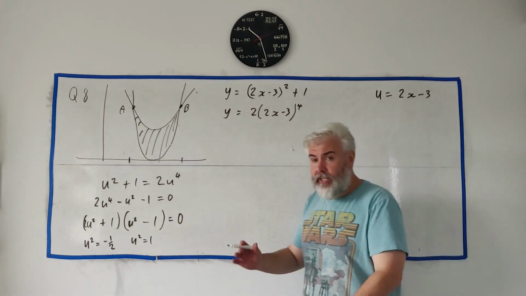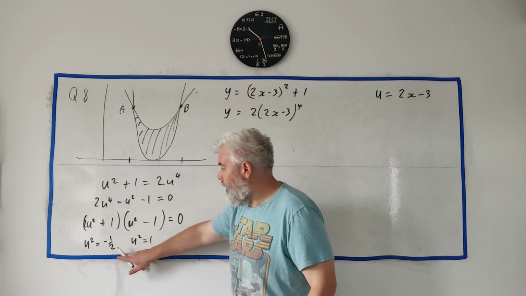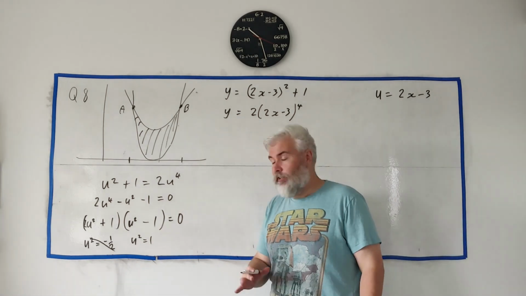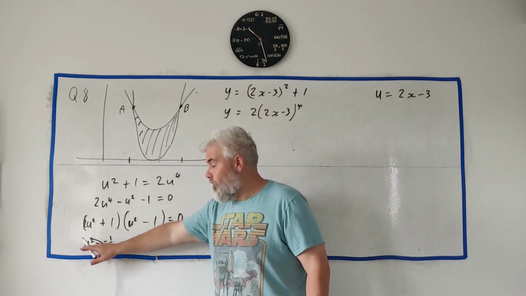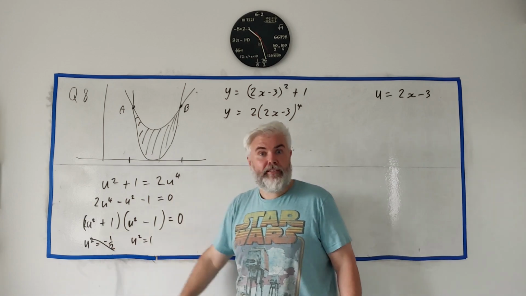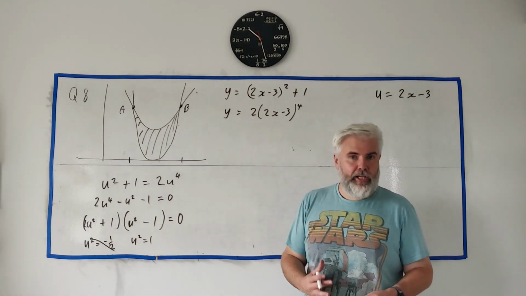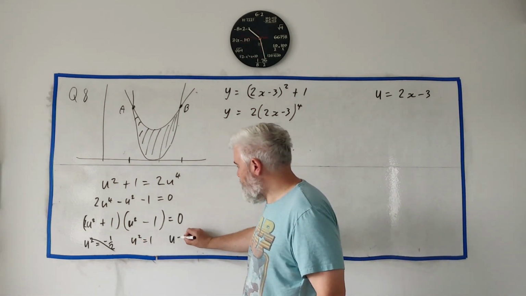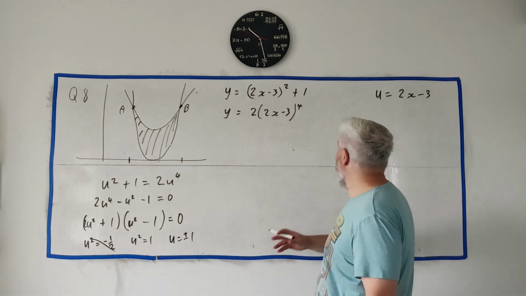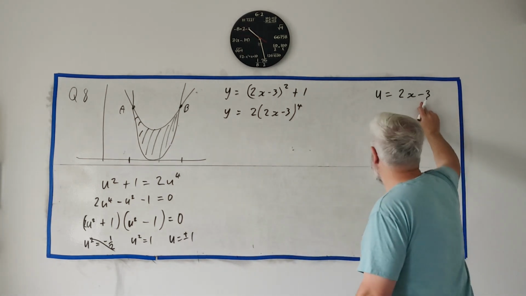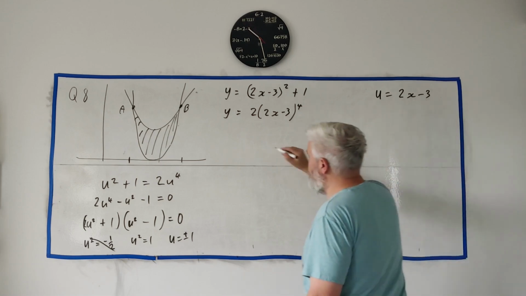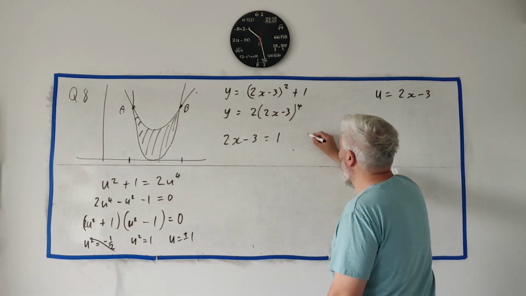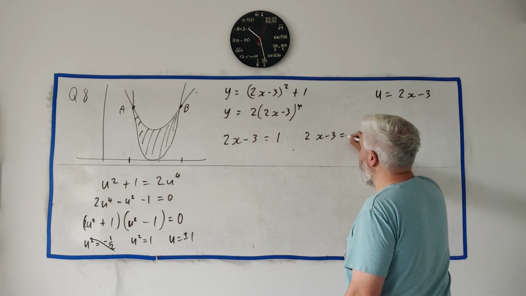Now, you might lose a mark here if you do not tell the examiner that you know this is impossible. You need to just put a line through that or something. Tell them that's impossible. You can't have something squared being negative, unless we're in the complex world, which we're not. Anyway, we're not solved yet. u squared equals 1. That means u is equal to plus or minus 1. But again, we're more worried about x and y. So instead of u, let's put in the x's. 2x minus 3 is equal to either 1 or minus 1.